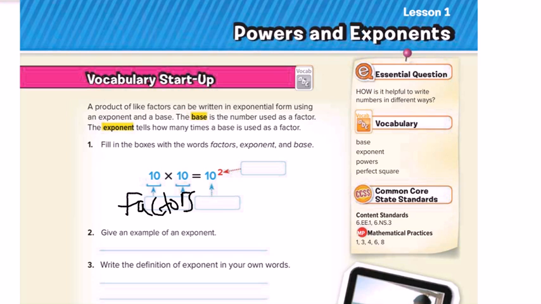And on the other side, where I have 10 to the second power, my 10 is my base, because that's the number being multiplied, and my 2 is my exponent, which tells me how many times I'm multiplying my base.